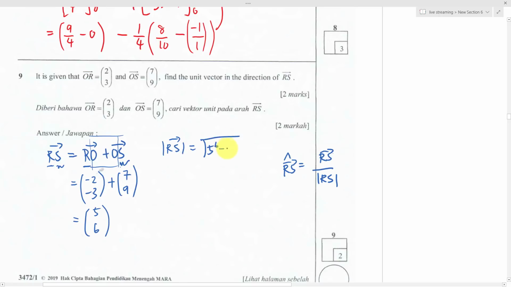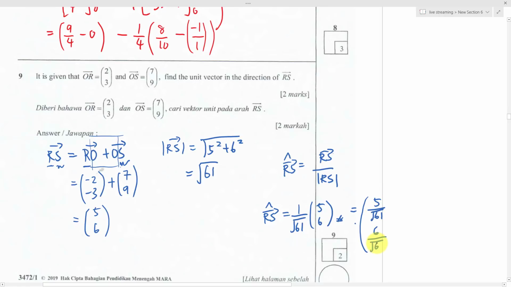So I need to find the magnitude first. Magnitude is basically doing Pythagoras: 5 squared plus 6 squared. So 25 plus 36 is 61. Yeah, should be. Therefore, the unit vector of RS is 1 over square root 61, and then multiply by my RS, 5, 6. I believe you can leave it like this, but if you want to substitute it in, you can do that. Then you will get 5 over square root 61, 6 over square root 61.